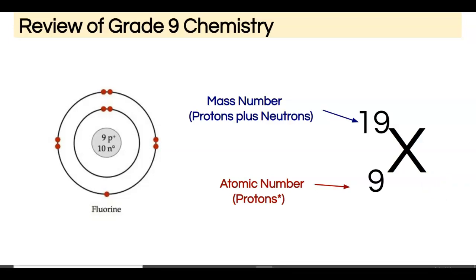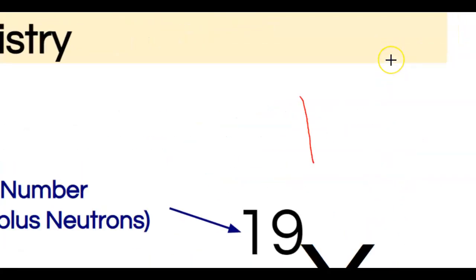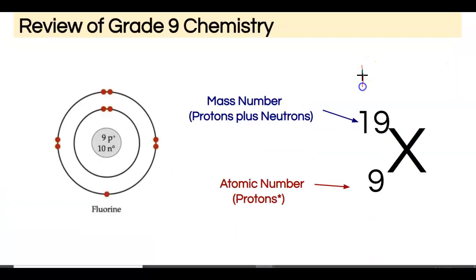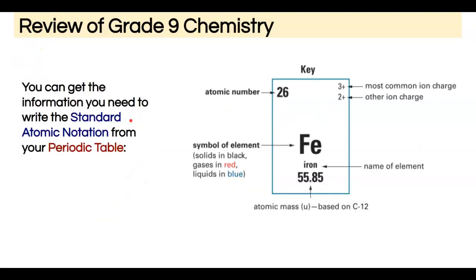So the standard atomic notation for fluorine would be, I would put that F there. Oops, I have no idea what I just did there. Let's try that again. I would go F, and I would put my 19 up here, and my 9 down here. And then I'm done. Okay, let's practice that a bit.